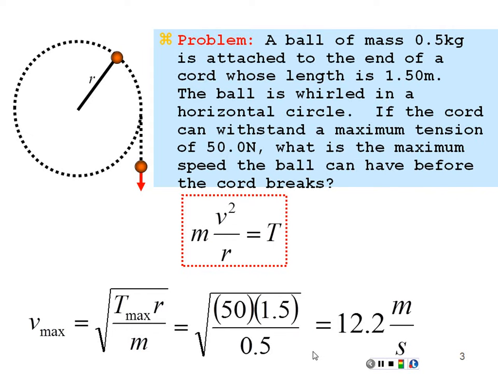12.2 meters per second, which would be about 27 miles per hour. So if you fling this thing around at 27 miles per hour, that will give it too much speed for the force required to try to hold it in a circle. The cord will break, and then it will go flying off.